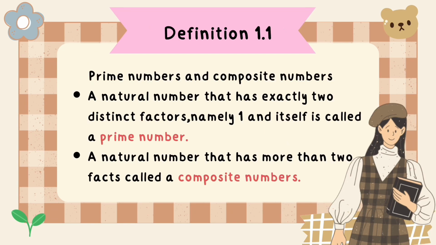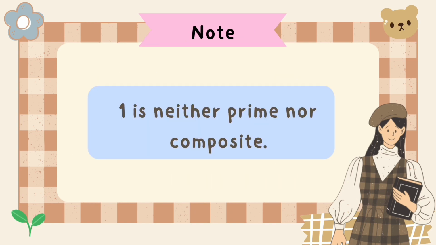Definition 1.1 Prime numbers and composite numbers. 1. A natural number that has exactly two distinct factors, namely 1 and itself, is called a prime number. 2. A natural number that has more than two factors is called a composite number. Note: 1 is a natural number, but neither prime nor composite.